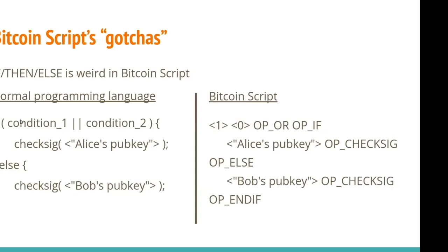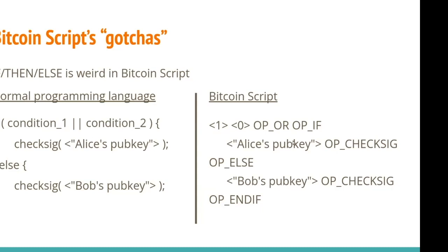Also, in a normal programming language, condition 1 and condition 2 could both be functions themselves. Not so in Bitcoin. The only thing you can have as input to an if statement is a 0 or a 1. 1 will trigger the first condition and 0 will trigger the other one. Op or here will compare the 1 and the 0, and then if either of them is a 1, it'll result in a 1 on the stack. Or if both of them are a 0, then it'll result in a 0 on the stack, and that'll be the input to the if statement.